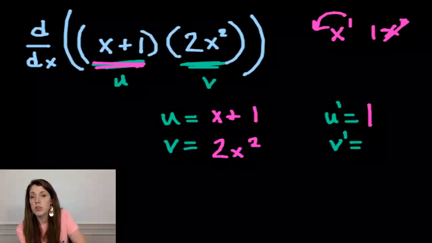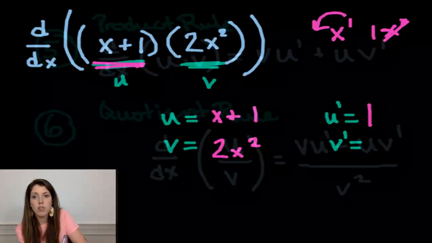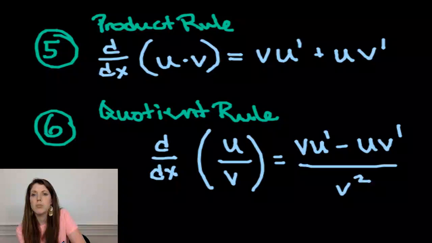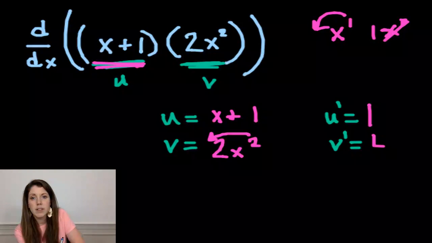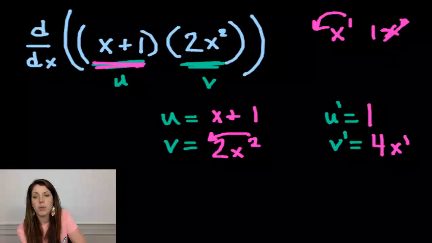Derivative of v. We're doing it separately, right? We're not even using this formula yet, which is going to tell us vu prime plus uv prime. We're going to get there. Let's figure out what v prime is. 2x squared. Let's swing the 2 to the front. 2 times 2 is 4. And drop the power by 1, so it goes from a power of 2 to a power of 1. Well, x to the 1, again, that's sort of redundant. We can just say x, right? 4x. So the derivative of 2x squared is 4x.